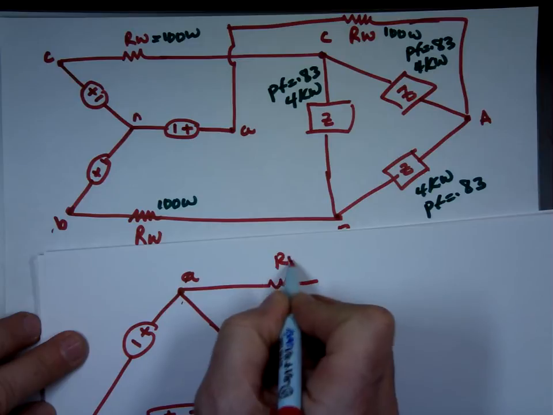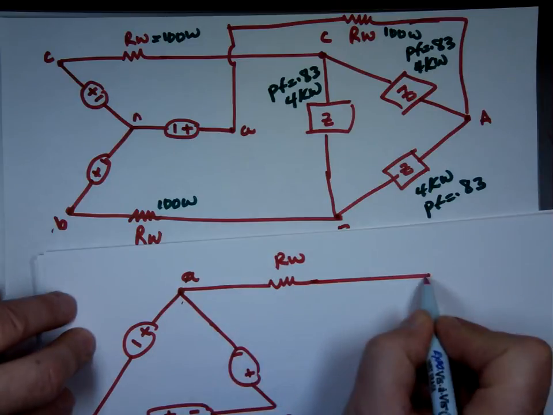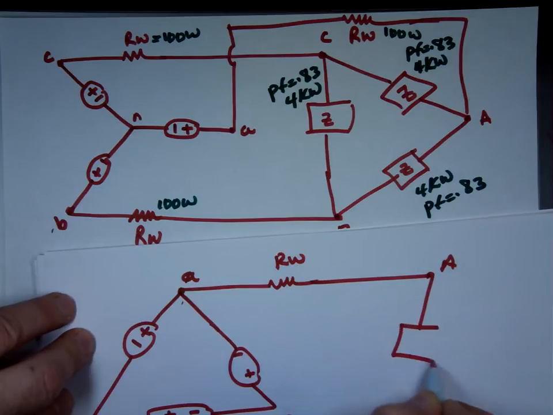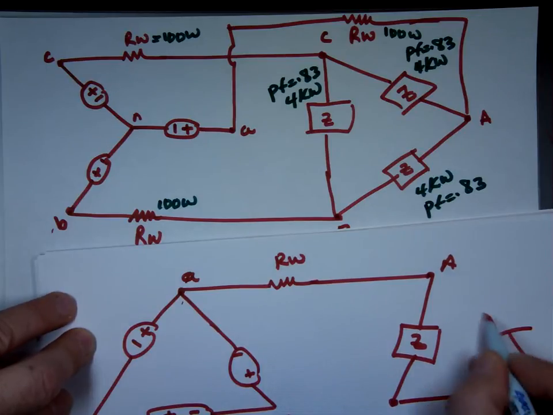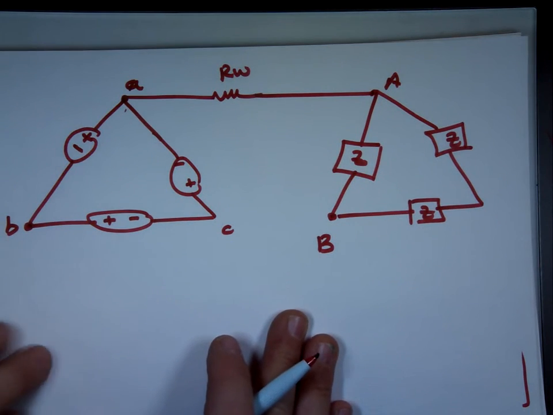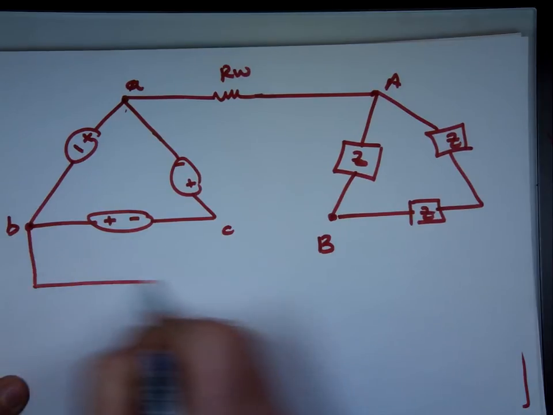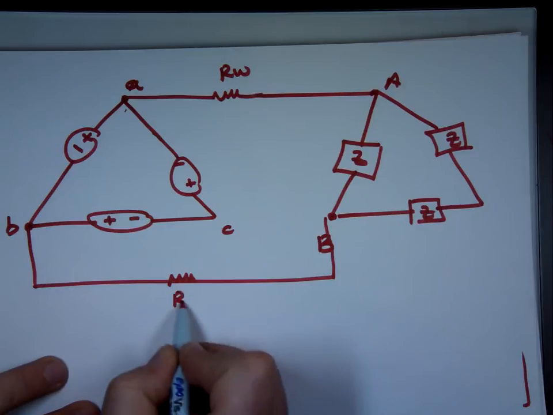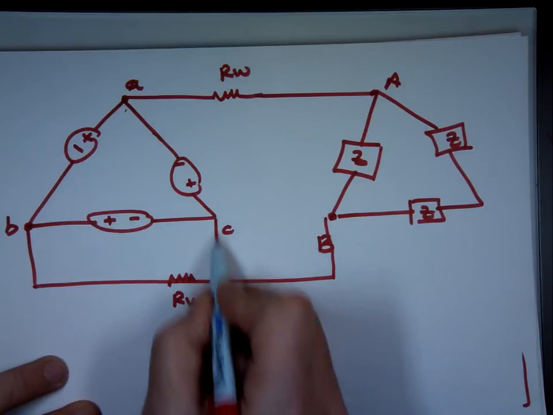I'm going to take the load A, Z, B, Z, Z. B is going to B, and there's RW, and C is going to C. There's RW.